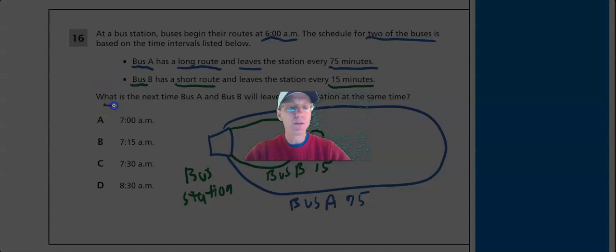So what's the next time that bus A and bus B will leave the bus station at the same time? To do that, the concept you're using here is multiples. Bus B is every 15 minutes, so it's 15 minutes plus 15 minutes. Bus A is 75, 75 plus 75. So the concept is multiples here. That's a big idea that's used a lot with scheduling. So let's just do a timeline.